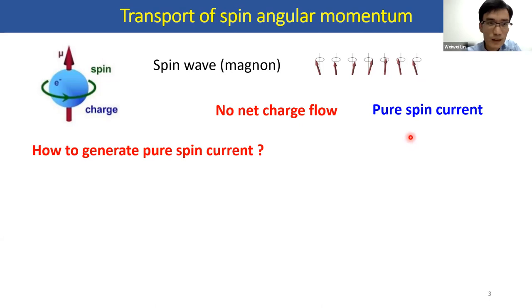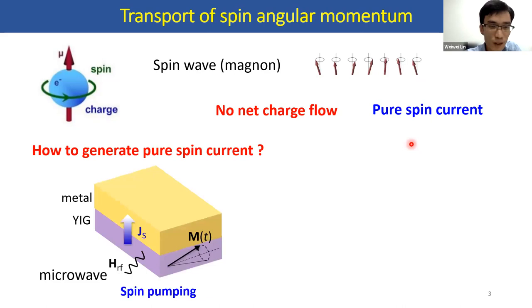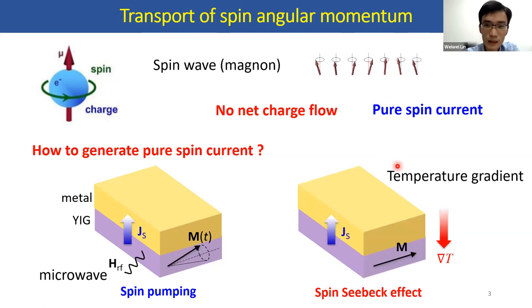Experimentally, how do we generate the pure spin current? One of the methods is to utilize a magnetic insulator, and then apply microwaves to get ferromagnetic resonance. The spin dynamics will excite the spin wave. This generates the pure spin current. This is called spin pumping. Another way, we can apply a temperature gradient across the magnetic insulator with a metal attached, okay? This is called the spin Seebeck effect.